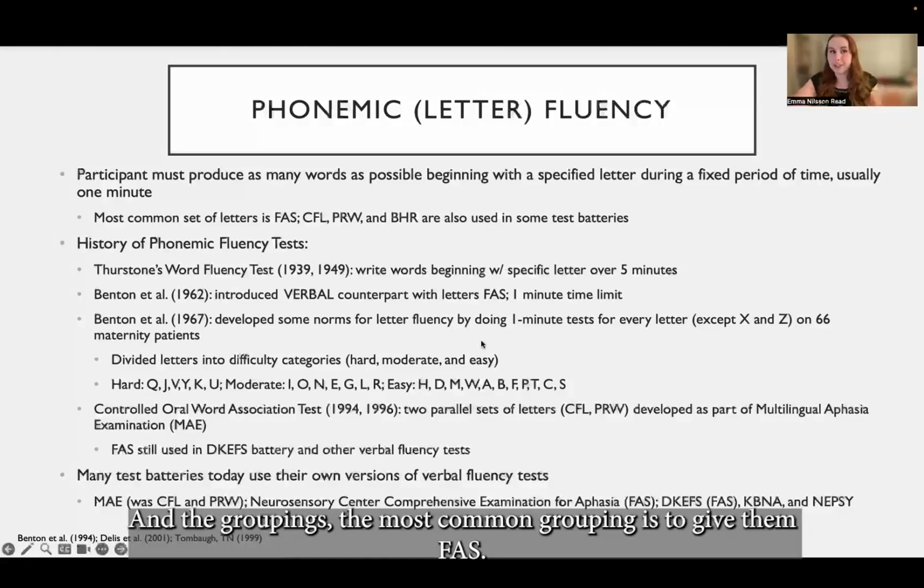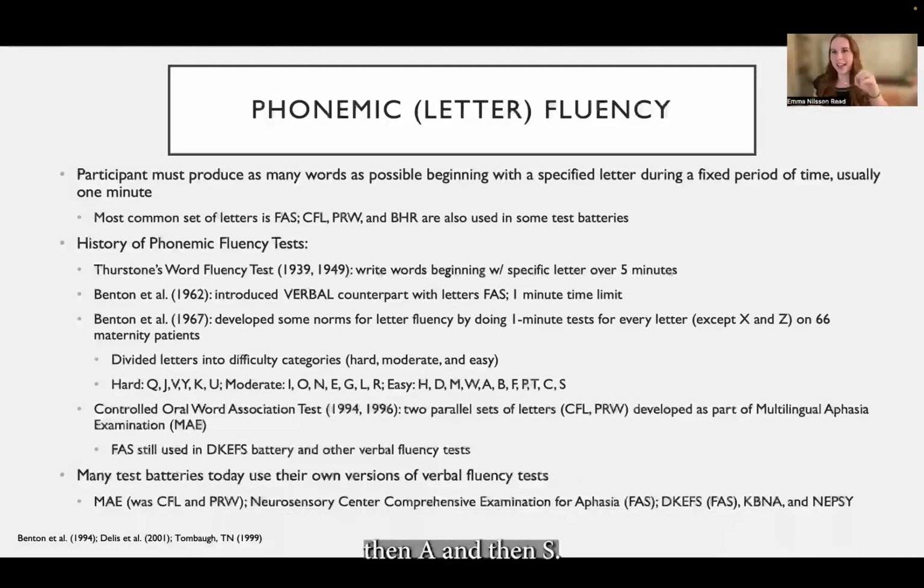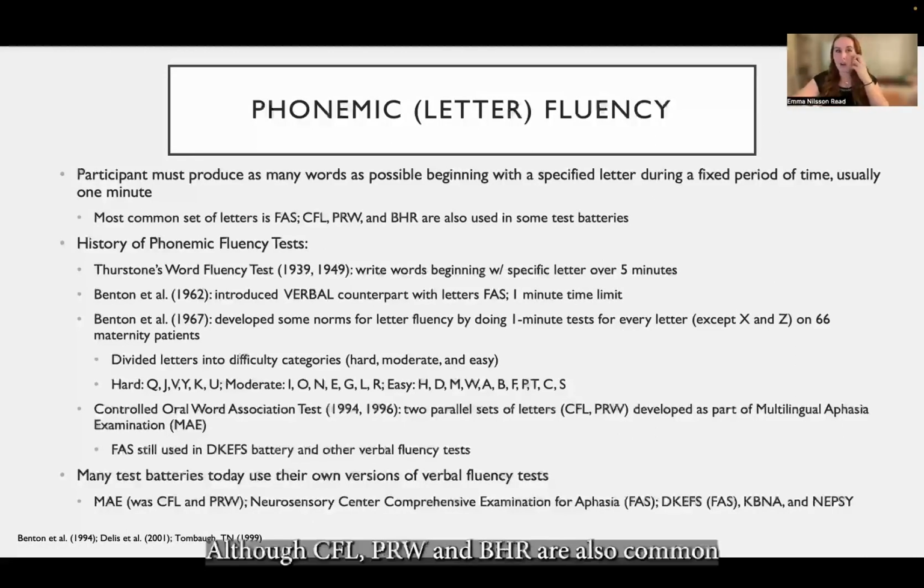Usually you'll have about 3 trials with 3 different letters in a row. And the groupings, the most common grouping is to give them FAS. So tell me as many words as you can that begin with F for 1 minute, then A, and then S. Although CFL, PRW, and BHR are also common test parameters in some batteries.